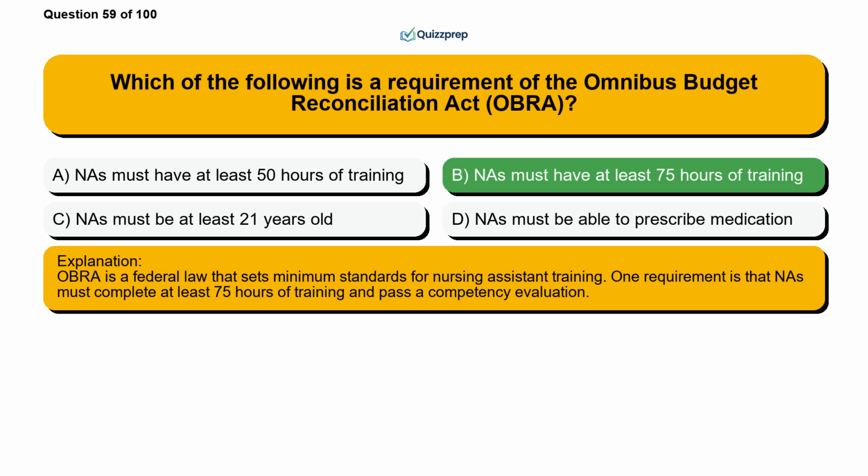OBRA is a federal law that sets minimum standards for nursing assistant training. One requirement is that NAs must complete at least 75 hours of training and pass a competency evaluation. Question 60.